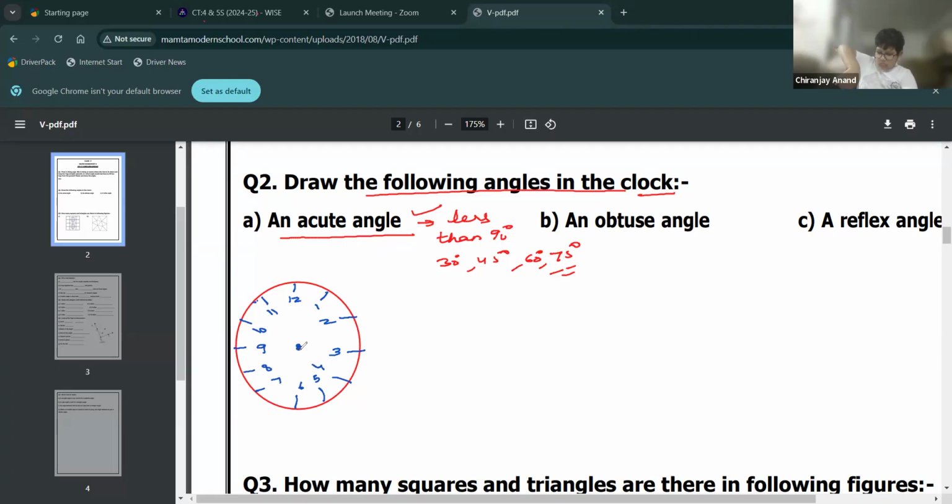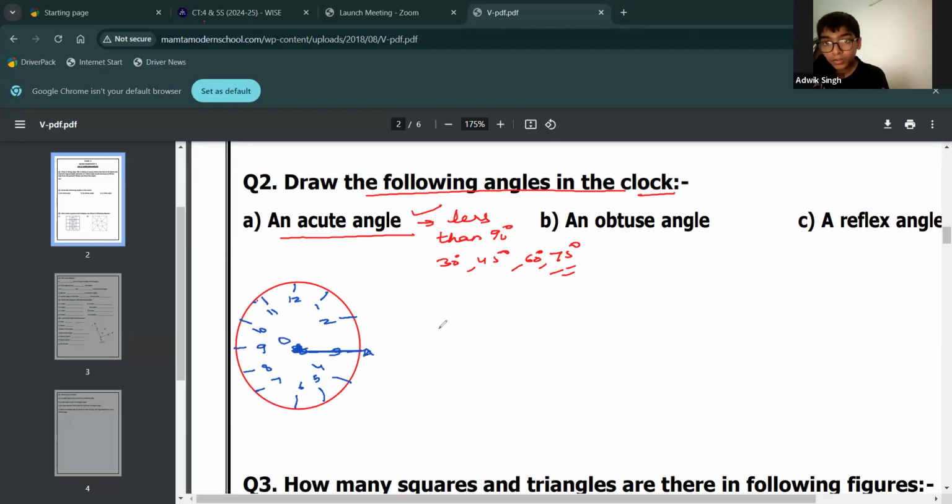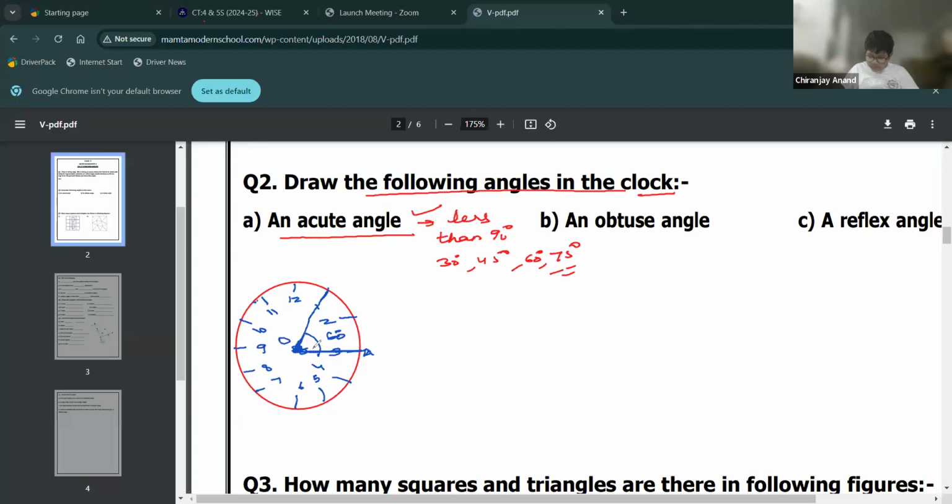Let this be your base. Mark it as OA. Then you can draw and join it with 1. Then it will be a 60-degree angle. So, this is an acute angle, right? You can draw like this also. Don't draw the straight line, because if you draw with 12, then it will be 90 degrees, and we need to draw less than 90. Clear, beta? Understood how you will draw an acute angle in the clock? Yes, ma'am.